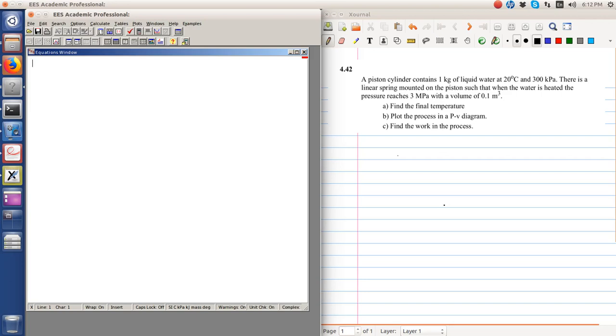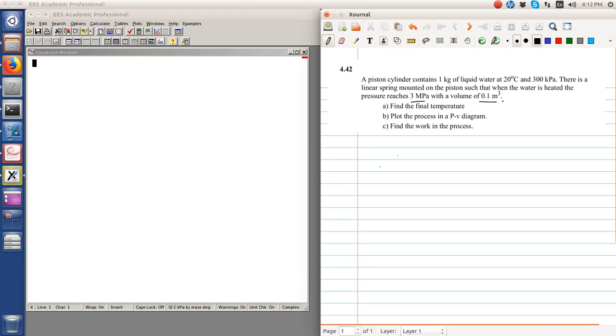Problem 4.42 of Sonntag. We have a piston cylinder arrangement which contains 1 kg of water at 20 degrees Celsius with a linear spring mounted on the piston such that when the water is heated, the pressure reaches 3 megapascal with a volume.